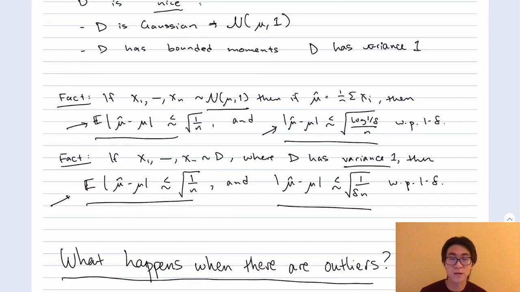But now let's turn our attention to the question of when there are outliers. So now let's consider the robust setting.